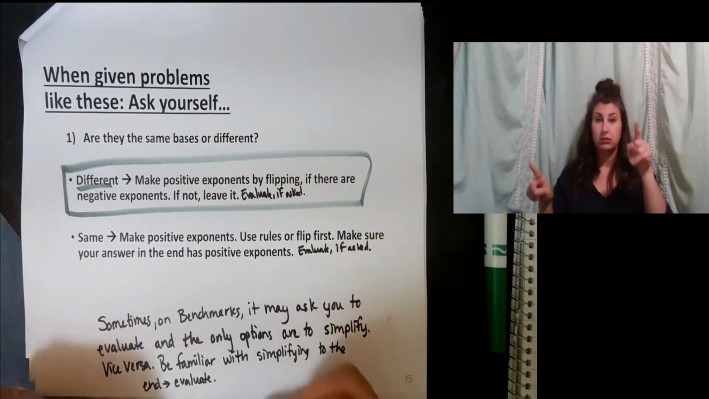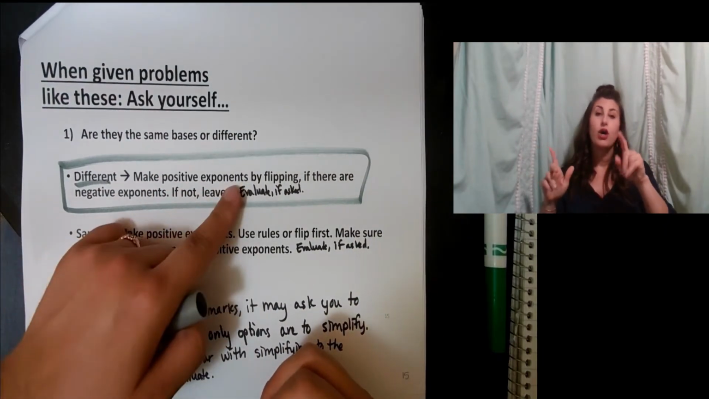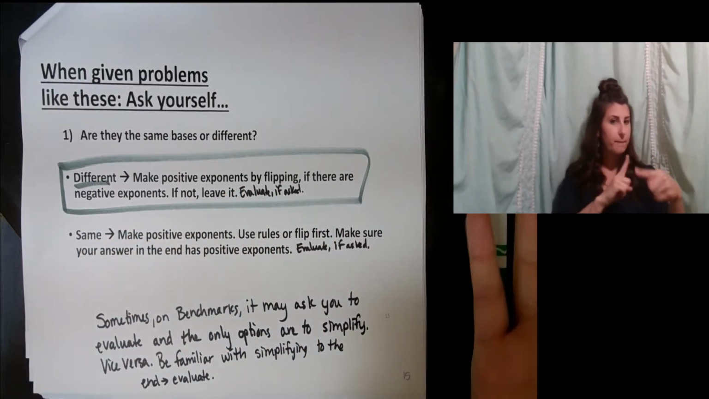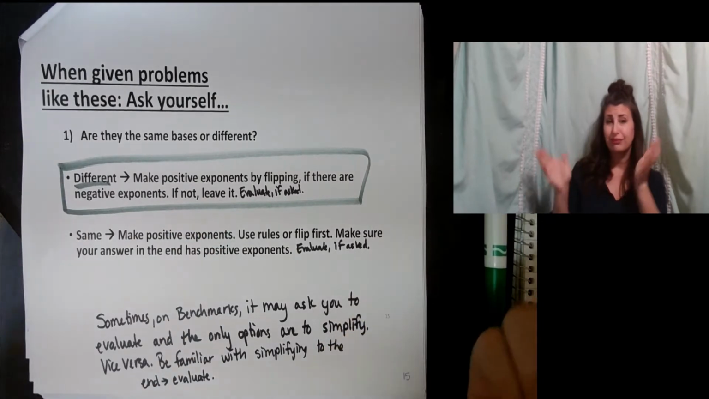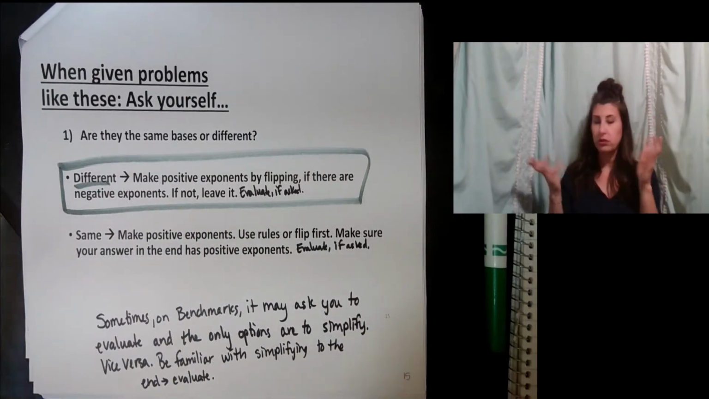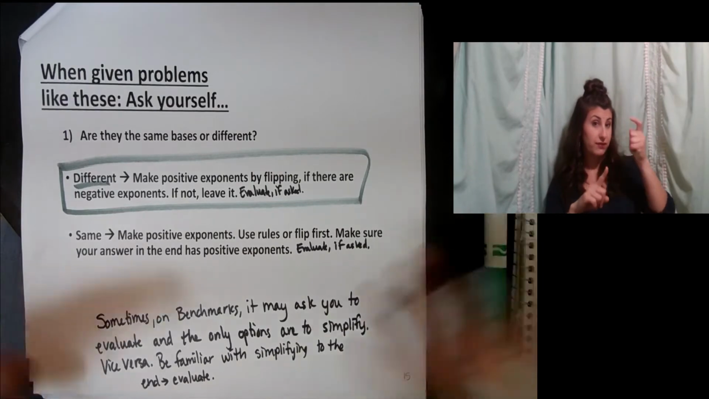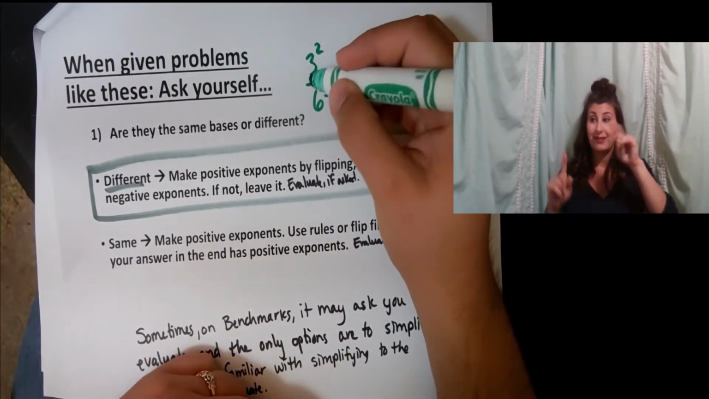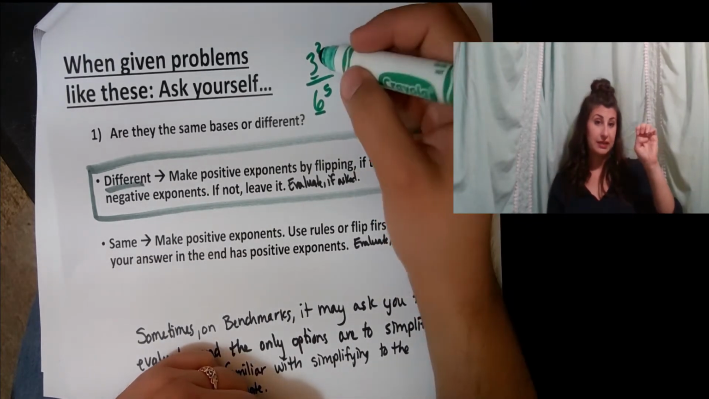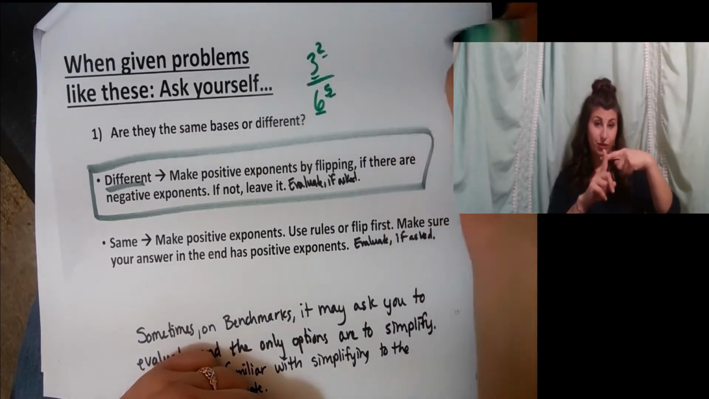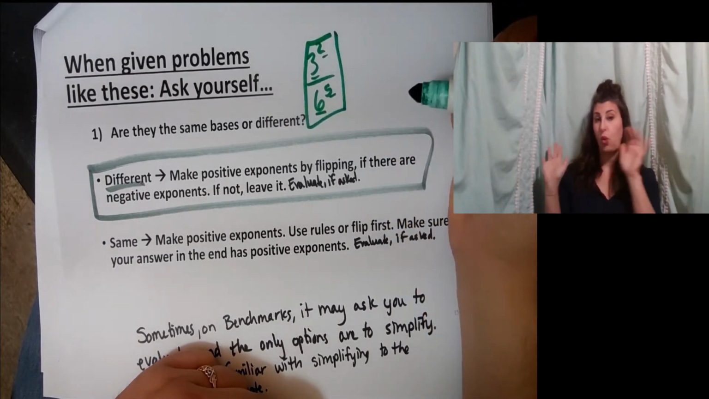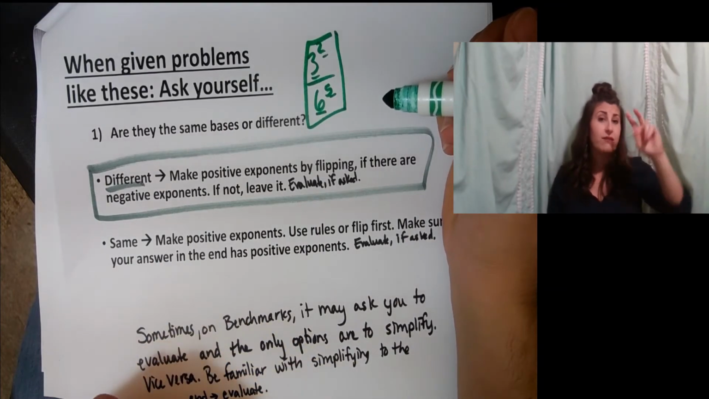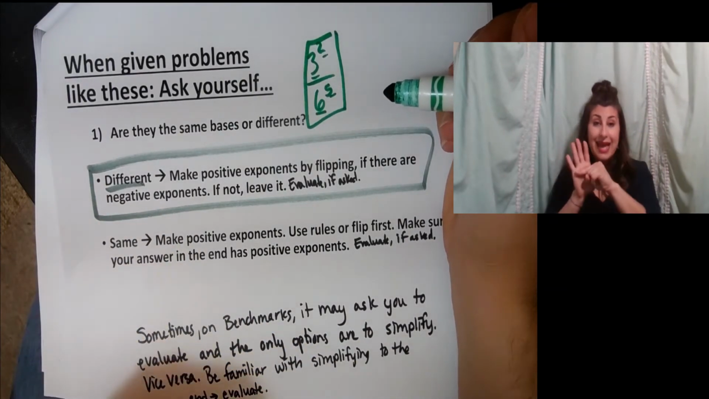Okay, if they were different, make positive exponents if you have negative exponents by flipping. If it says right here, if there are negative exponents. If not, leave it alone. If they're different bases, just leave them alone if they're positive exponents. It's already simplified. All right, so just to reiterate, if you have different bases and the exponents are positive, just leave it. It's already simplified. You only flip if you have a negative exponent.